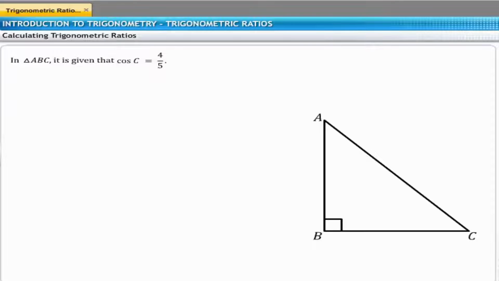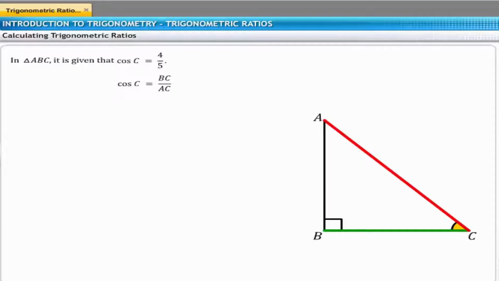Let's solve some more examples. Here, one trigonometric ratio is given. We will use this ratio to find the other trigonometric ratios. Consider angle C in the given figure. It is given that cos C is equal to 4 by 5. Now, cos C is equal to the ratio between its adjacent side BC and hypotenuse AC.